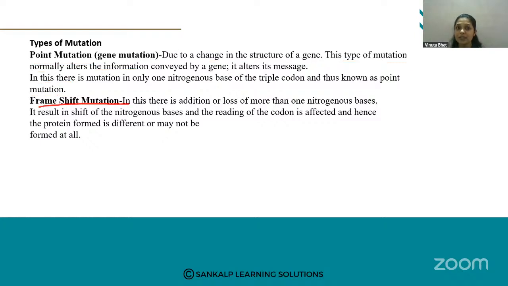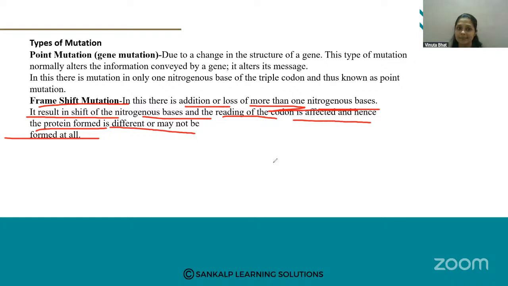Frame shift mutation ಅಲ್ಲಿ ಏನಾಗುತ್ತೆ, addition or loss of more than one nitrogenous base. It results in the shift of nitrogenous bases and reading of the codon affected. Hence the protein formed is different or may not be formed at all. So frame shift mutation ಅಲ್ಲಿ ಏನಾಗುತ್ತೆ ಅಂತ ಎಕ್ಸ್ಪ್ಲೇನ್ ಮಾಡಿದ್ದೆ ಅಲ್ವಾ ನಾನು ಲಾಸ್ಟ್ ಅಲ್ಲಿ. ಸೊ ನೈಟ್ರೋಜನಸ್ ಬೇಸ್ ಪೇರ್ಸ್ ಆಡ್ ಆಗುತ್ತೆ, ಮೋರ್ ದನ್ ಒನ್ ಅಥವಾ ಡಿಲೀಟ್ ಆಗುತ್ತೆ. ಪಾಯಿಂಟ್ ಮ್ಯುಟೇಷನ್ ಅಲ್ಲಿ ಸಿಂಗಲ್ ಬೇಸ್ ಪೇರ್ ಚೇಂಜ್ ಆಗುತ್ತೆ. ದಟ್ ಲೀಡ್ಸ್ ಟು ದ ಮ್ಯುಟೇಷನ್, ದಟ್ ಇಸ್ ಕಾಲ್ಡ್ ಆಸ್ ದ ಪಾಯಿಂಟ್ ಮ್ಯುಟೇಷನ್ ಅಂತ ಕರೀತಾರೆ.